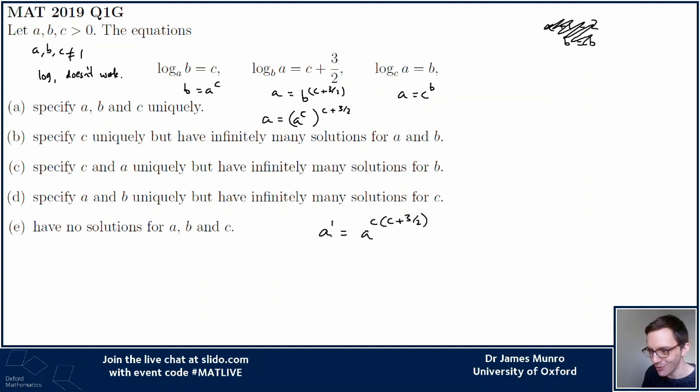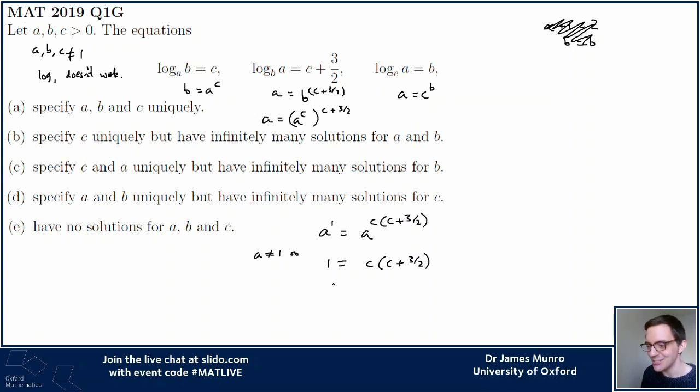This left-hand side is A to the 1, this right-hand side is A to the something else. Because A is not 1, I can write 1 is C times C plus 3/2. If A was 1, then you could have different indices and different powers of 1 can be equal to each other, but if A is not 1, then the only way to have these powers agreeing is to have the same index upstairs. I'm taking a logarithm base A on each side, which is only possible if A is not 1, which it's not, so that this question makes sense. More on that in a minute.